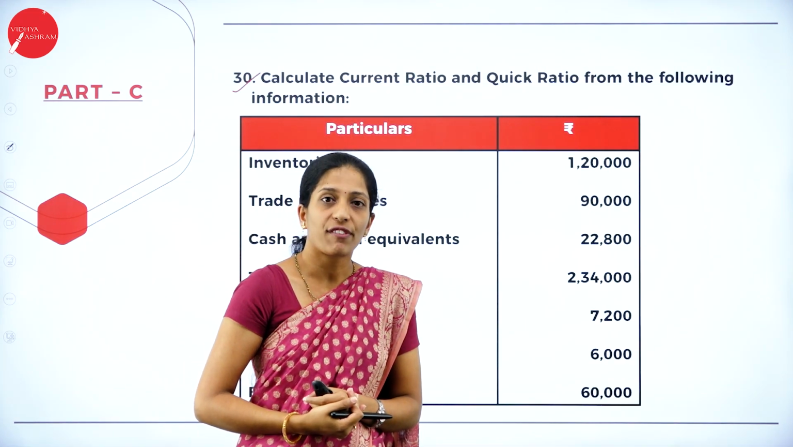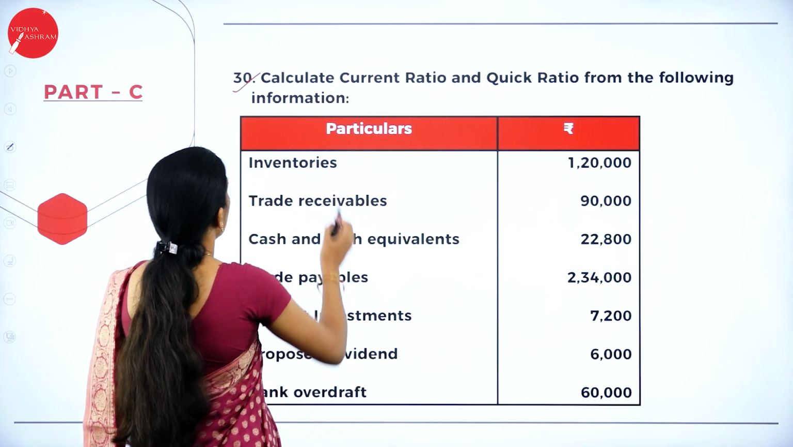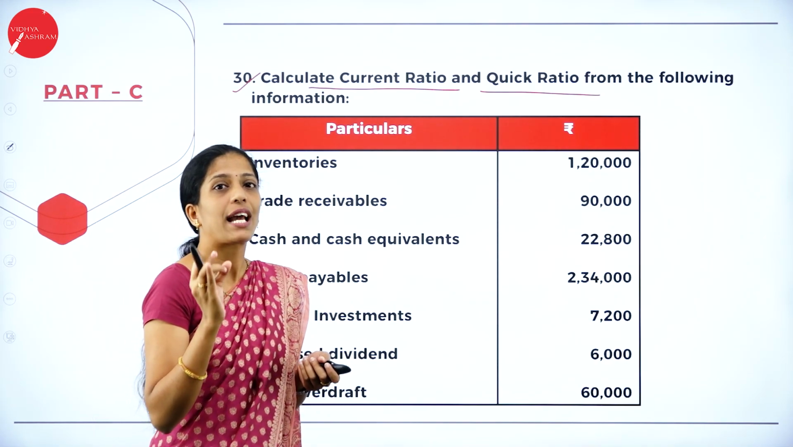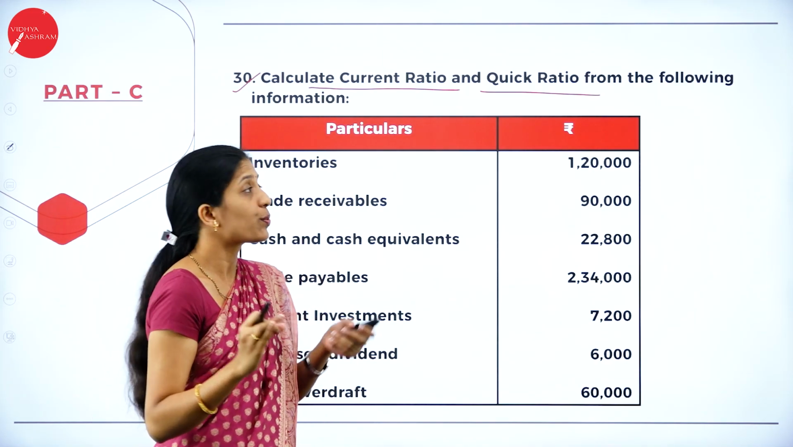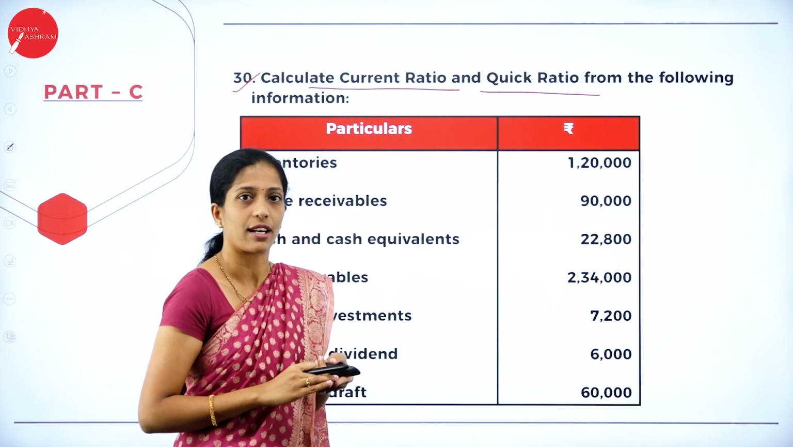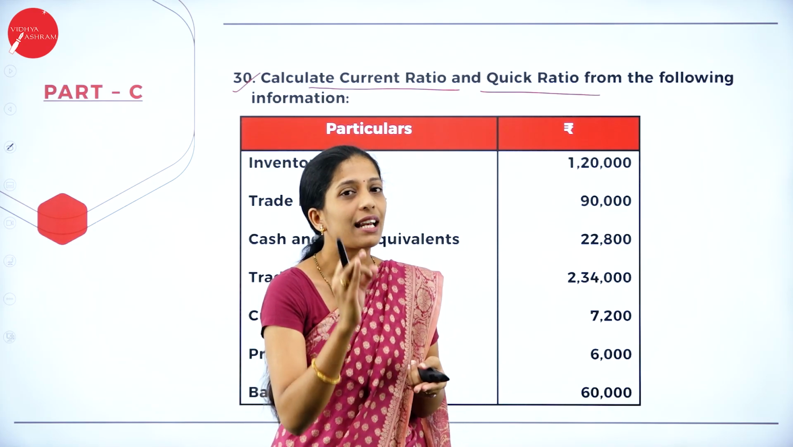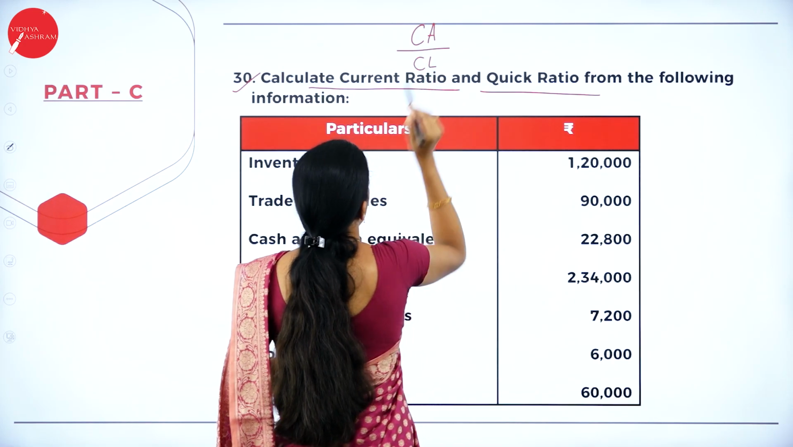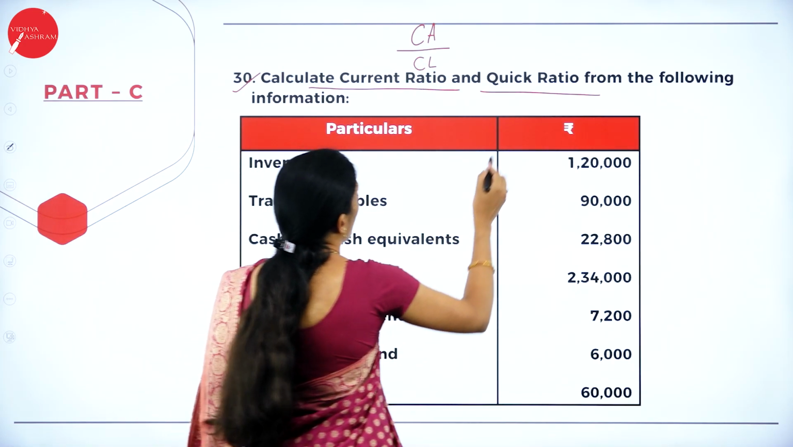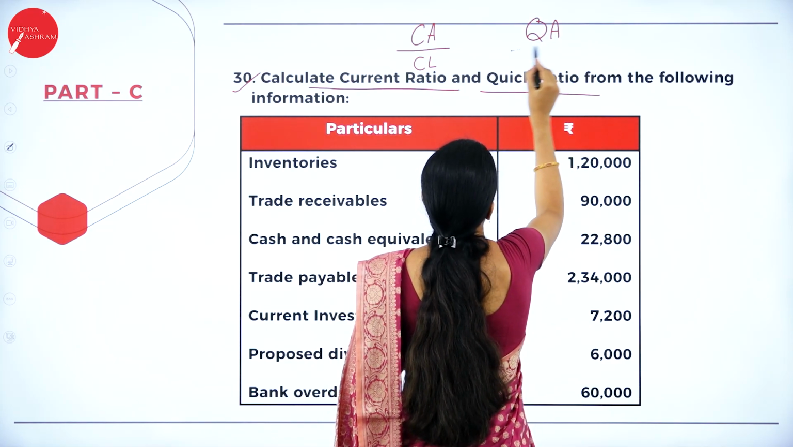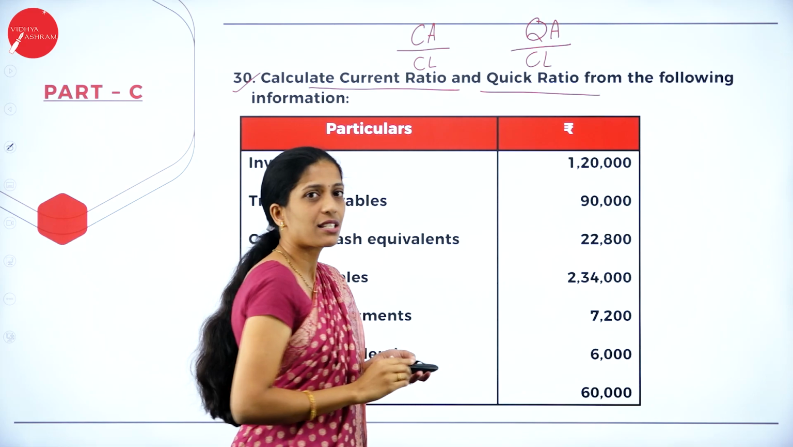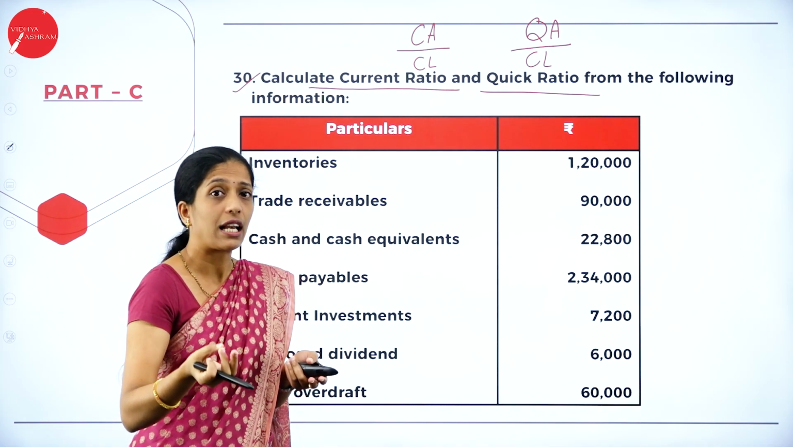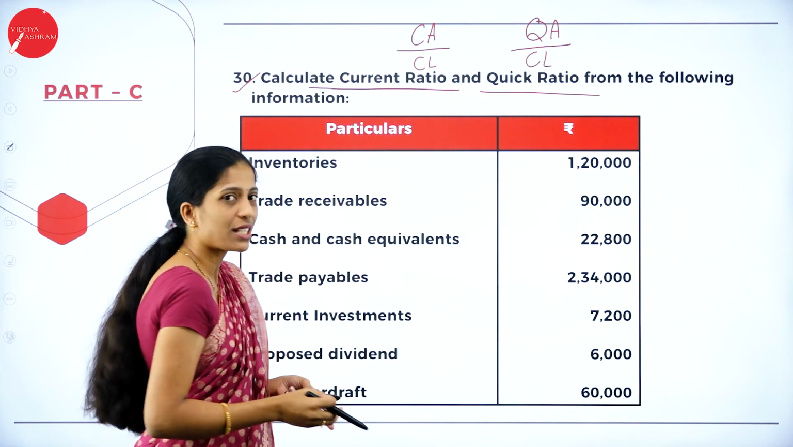Next, your 30th problem is from ratio analysis, where they have asked a question: calculate current ratio and quick ratio from the following information. So, we have to calculate current ratio as well as quick ratio, for which we have to know the formula of current ratio and quick ratio. So, what is the formula of current ratio? Current assets divided by current liability. So, current ratio is equal to current assets divided by current liability. What is the formula of quick ratio? Quick assets divided by current liability. So, this is the formula. But you have to know properly what are the current assets, what are the current liabilities, how to calculate quick assets. Okay.